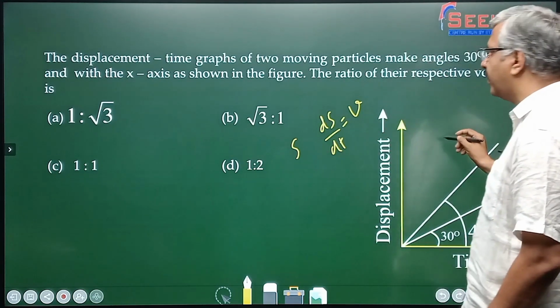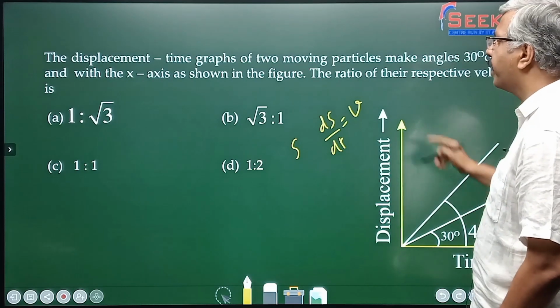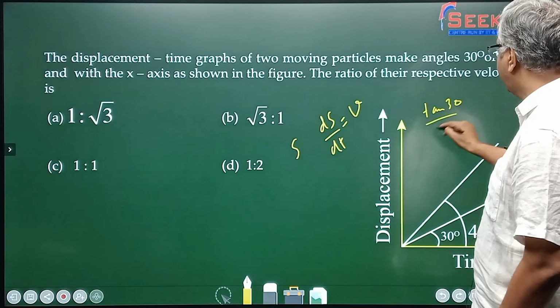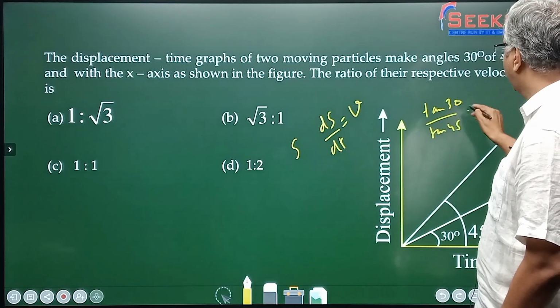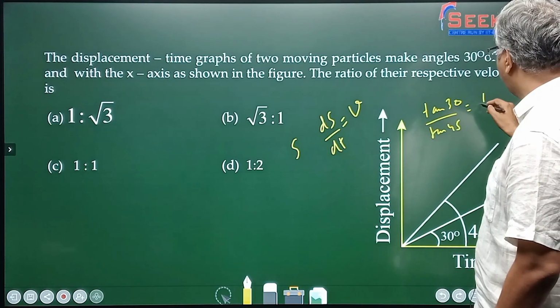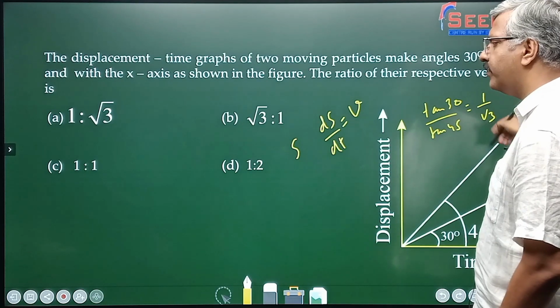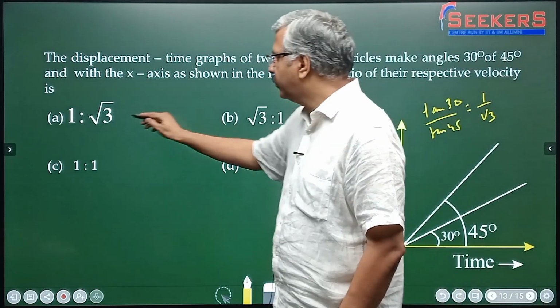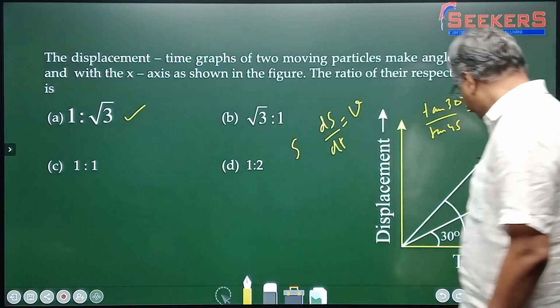So what will the answer be? The first one is 30 degrees. So tan 30 by tan 45. So tan 30 is how much? 1 by root 3. Tan 45 is 1. So the answer should be 1 by root 3. So this will be the answer.